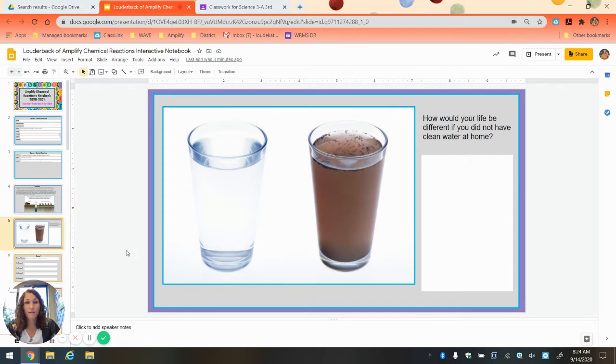And so I had you fill out this question: how would your life be different if you didn't have clean water at home? You think about all the different ways you use water, from your shower, brushing your teeth, washing your hands, for me, making my cup of coffee each morning. So it's important we have clean water.